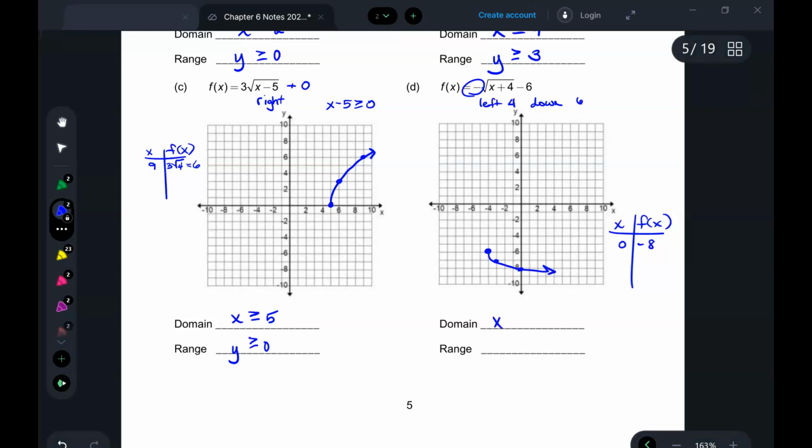Okay, my domain is going to be greater than or equal to -4. Good. Range, because the negative, instead of greater than or equal to, it's going down, so it's going to be less than or equal to, what was my value of k? -6.